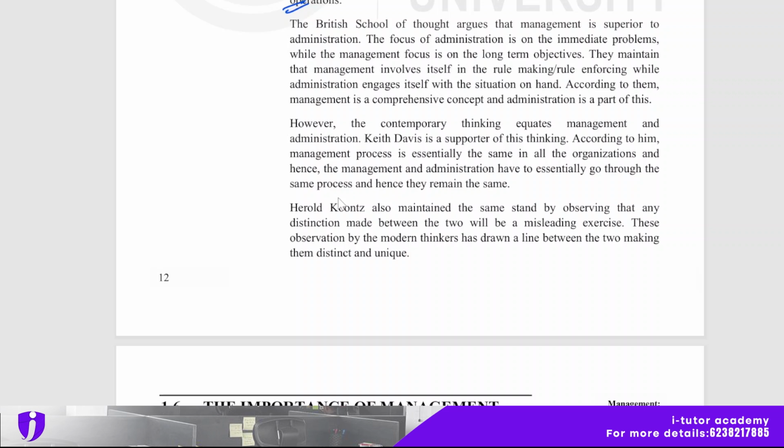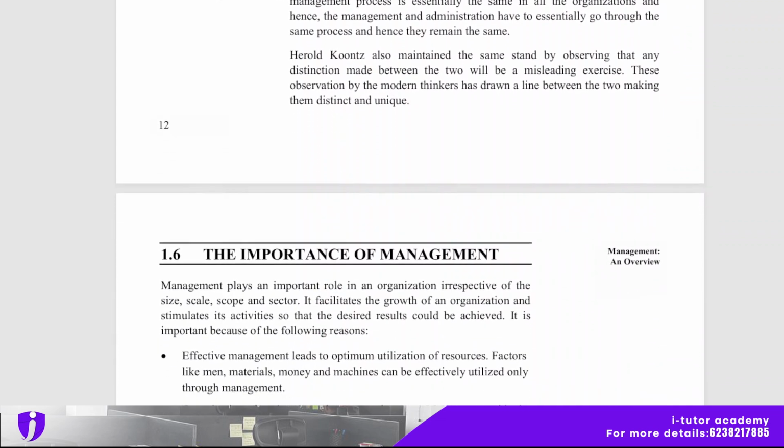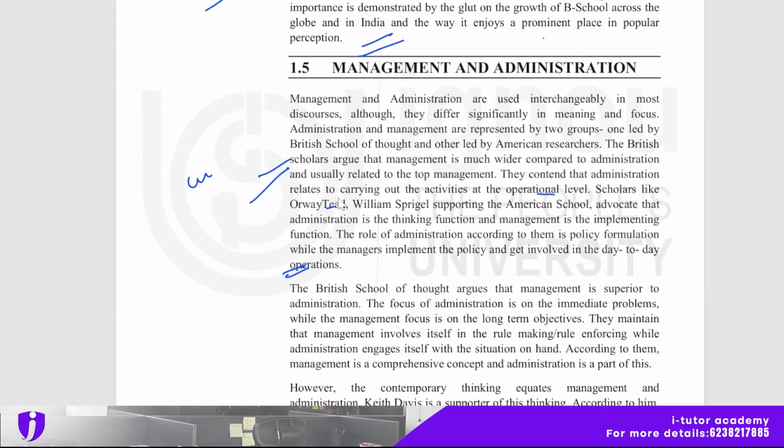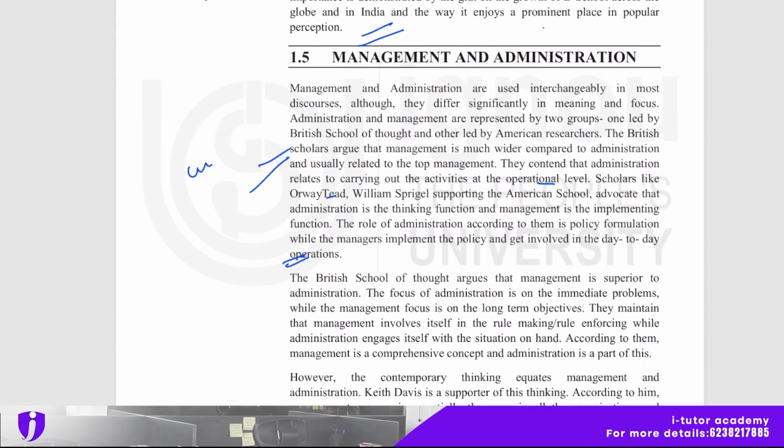Harold Koontz also maintained the same stand, observing that any distinction made between the two will be a misleading exercise. These observations by modern thinkers have drawn a line between the two, making them distinct and unique. So administration and management are different parts of the same organization.